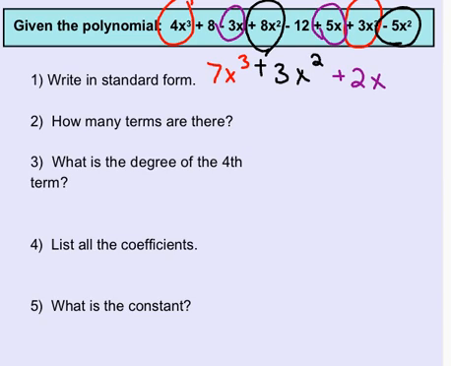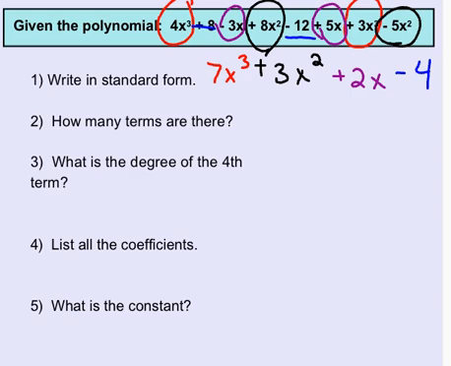Now let's switch to blue here. Plus 8 minus 12, that's just minus 4. So now I have this polynomial with degrees written in descending order, so I know that's the correct standard polynomial form. Okay, I combined all the like terms. The constant was just -4.